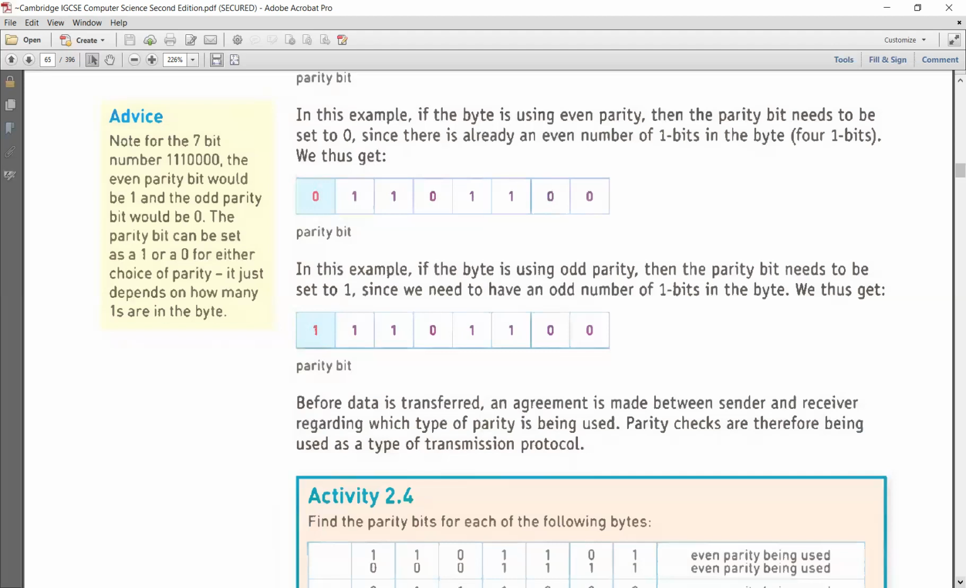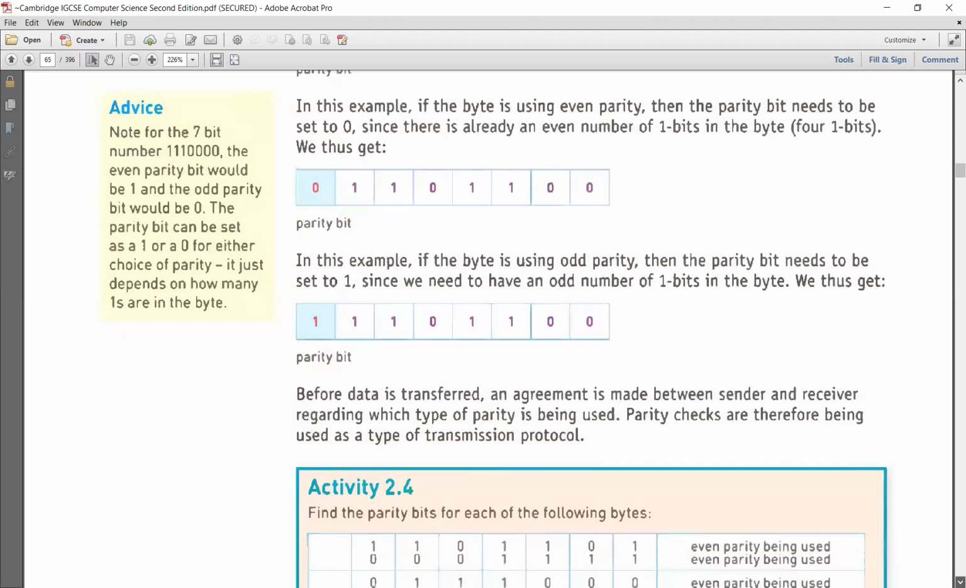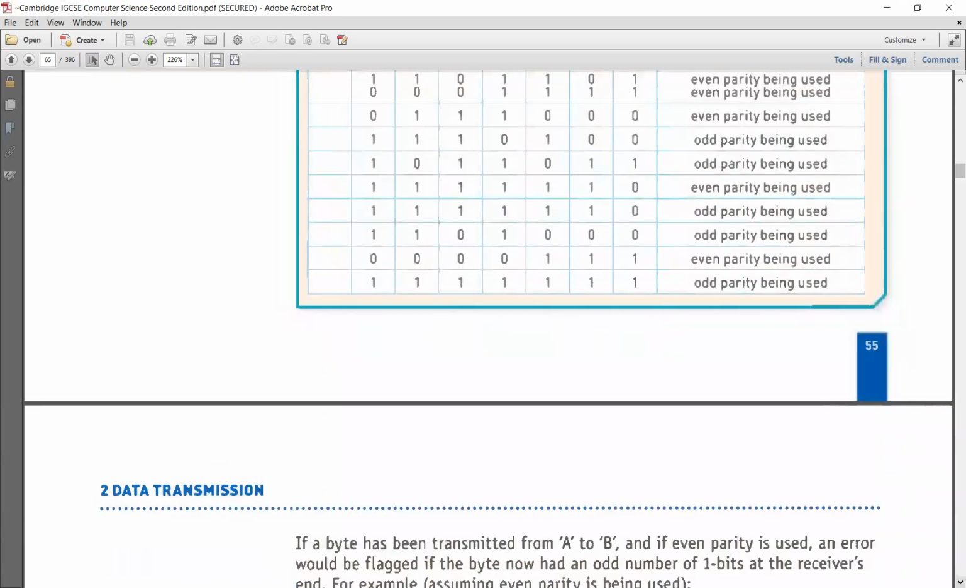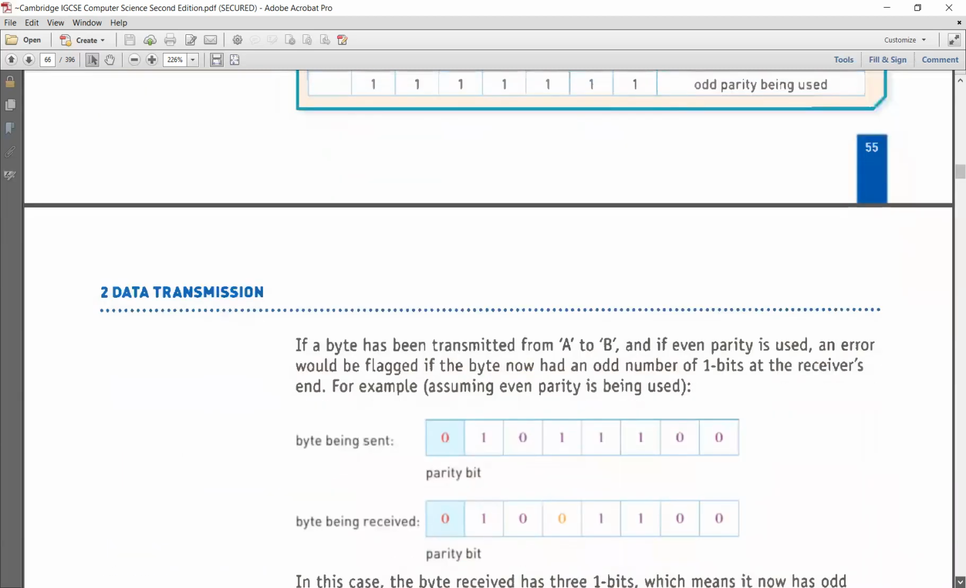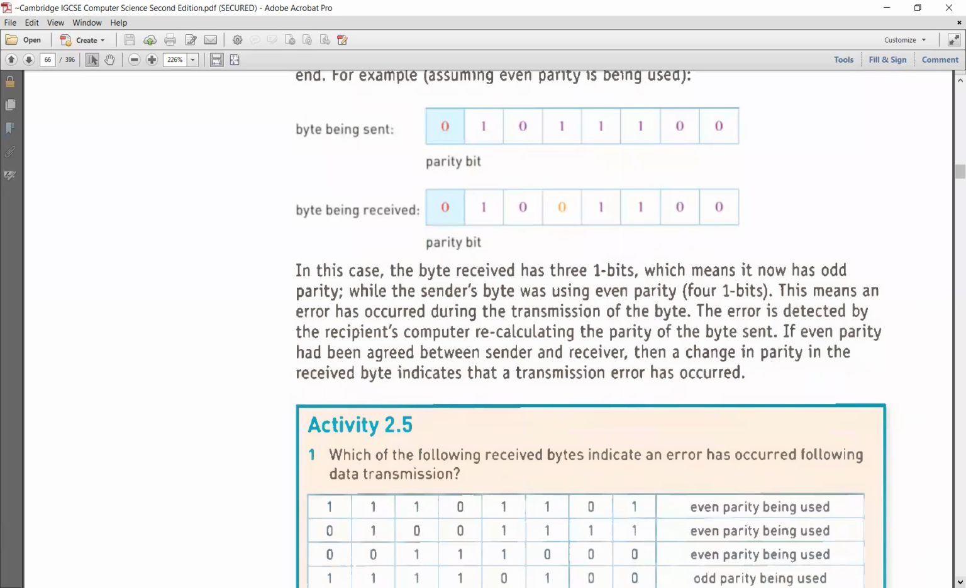So you can practice from the past papers, you can practice the activity, and that will make your work a little better. A problem with parity is that if 2 bits have swapped their positions, you can see for yourself the parity will still be the same.